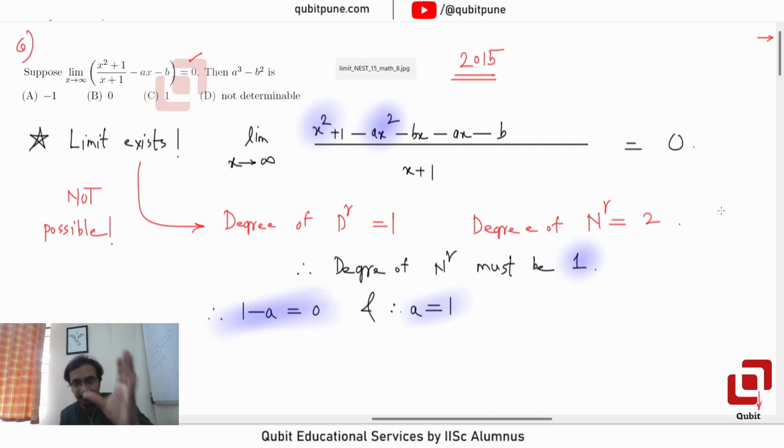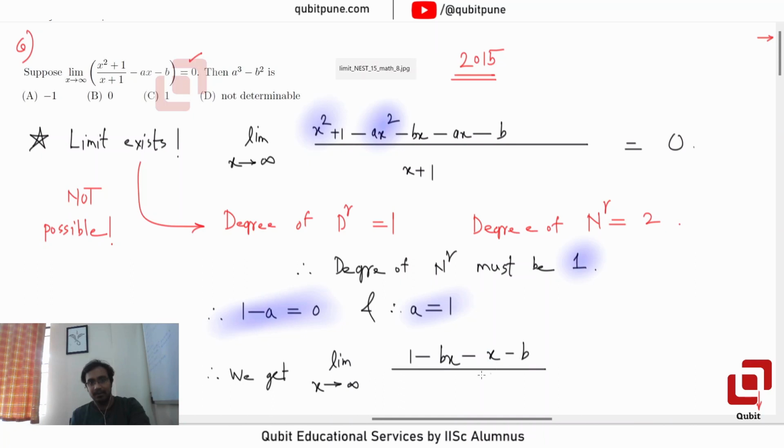But that's only half of the problem. Now you have understood that because we have determined a and we still have to continue solving the problem, option D may not be the right option. Therefore, what do we get? The limit as x tends to infinity of (1 minus b)x minus b upon x plus 1, because a is 1.